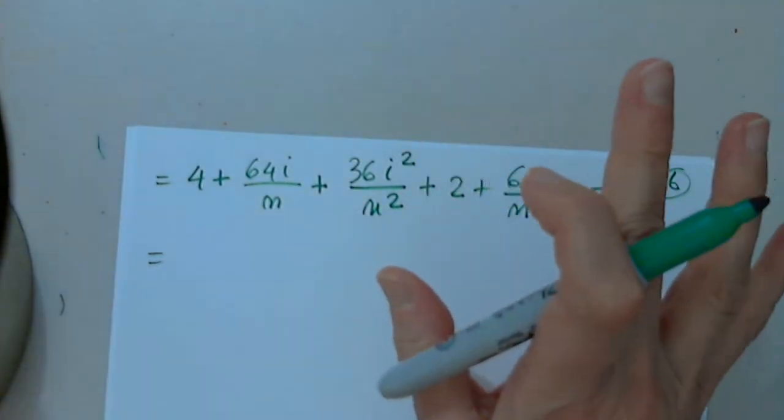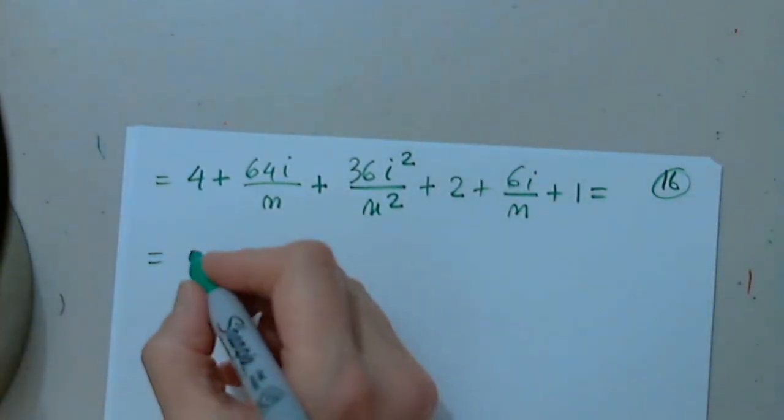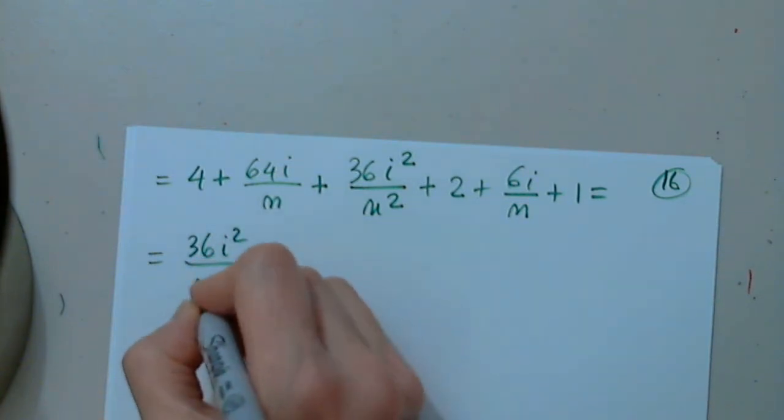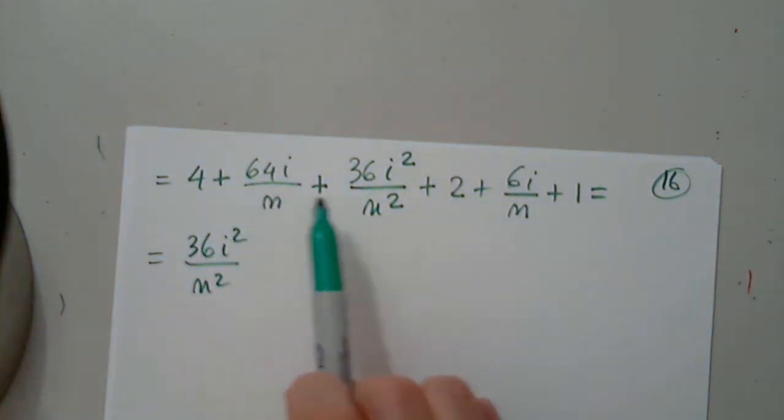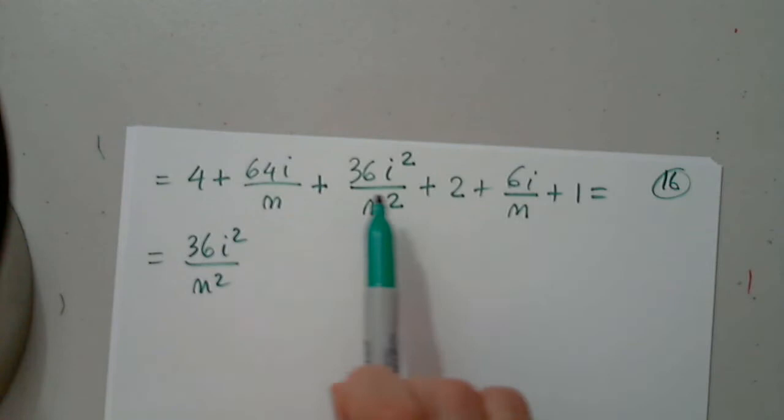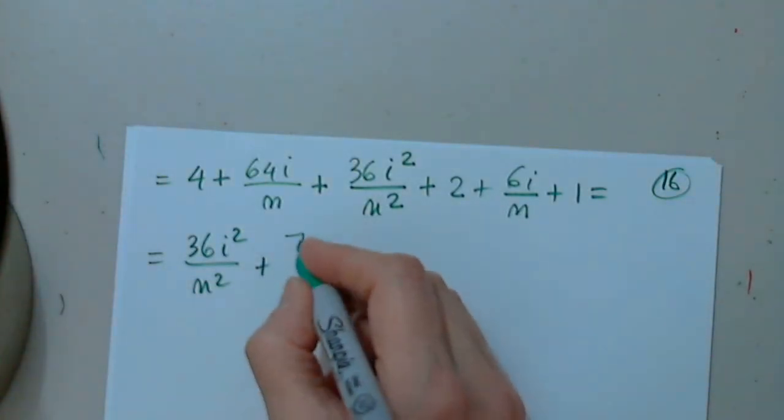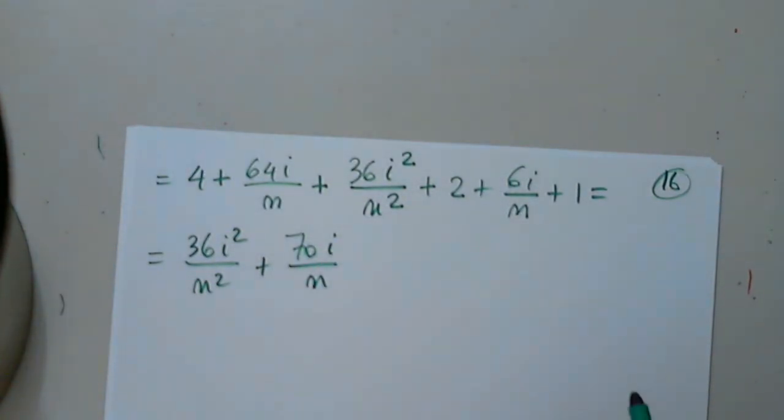I'm interested in i, of course. This is first. Now, this plus this is 30i over n. And this plus this plus this is 7.